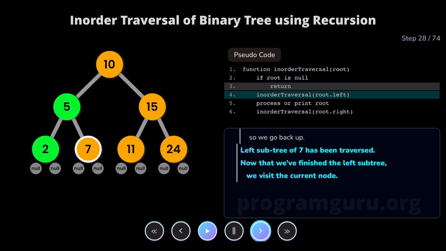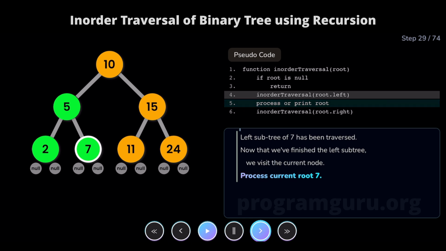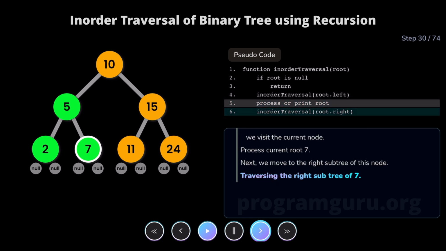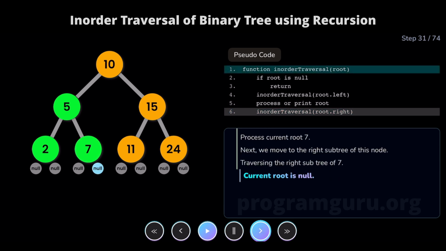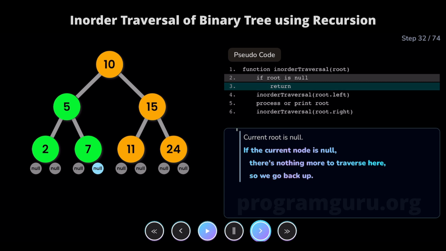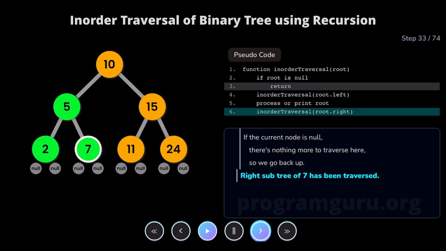Now that we've finished the left subtree, we visit the current node. Process current root 7. Next, we move to the right subtree of this node. Traversing the right subtree of 7. Current root is null. If the current node is null, there's nothing more to traverse here, so we go back up. Right subtree of 7 has been traversed.